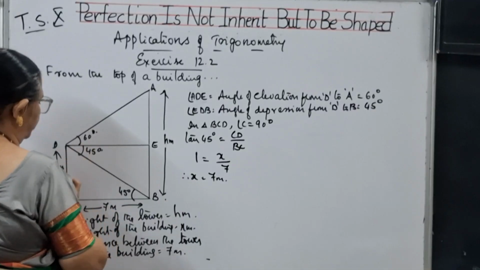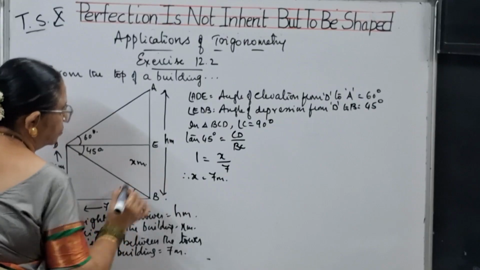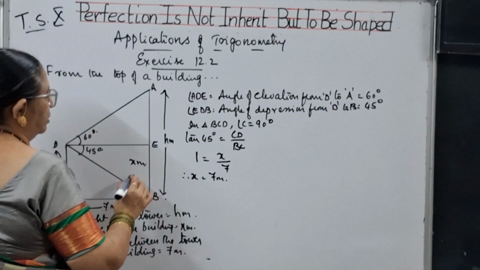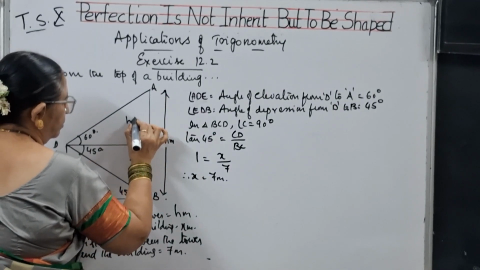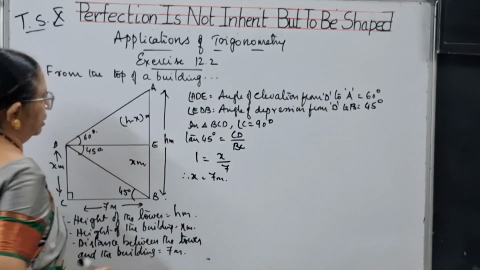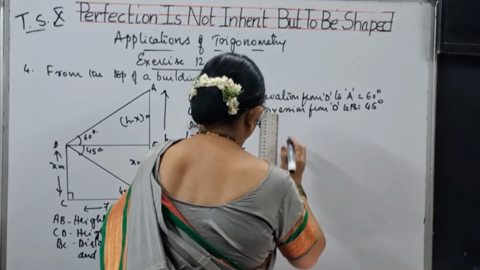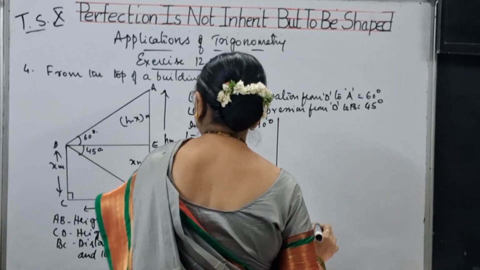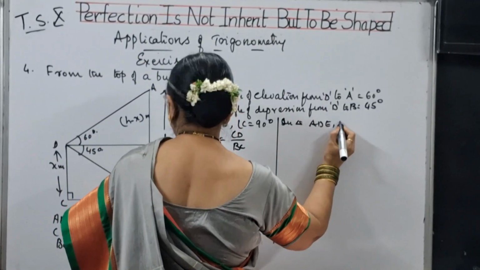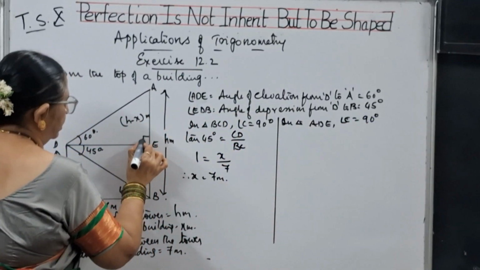Now the question is you need to find out height. Now let us talk about, see, if this is x meters, then BE is also x meters. These two are, it is a rectangle. So BE is also x meters. Then what is AE? AE is h minus x meters. From the total h, if you subtract x, you will be getting AE. Now we will be talking about triangle. In triangle ADE, angle E is equal to 90 degrees.